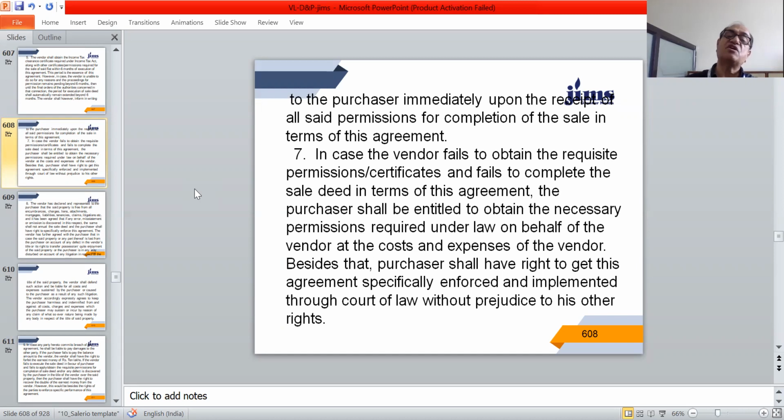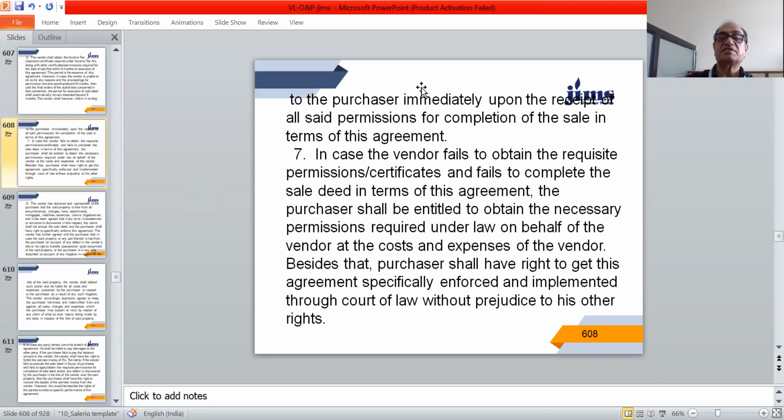Now suppose vendor is not doing anything, he has received a sum of rupees 10 lakh and he is keeping mum, he is not executing the sale deed. What will happen? Para 7 will answer this question. In case the vendor fails to obtain requisite permissions or certificates and fails to complete the sale deed in terms of this agreement, the purchaser shall be entitled to obtain the necessary permissions required under law on behalf of the vendor at the cost and expenses of the vendor.